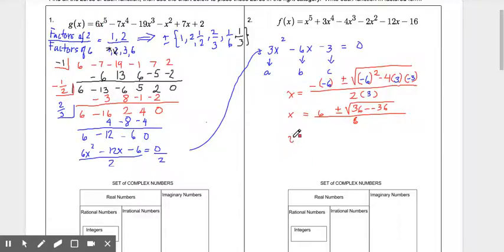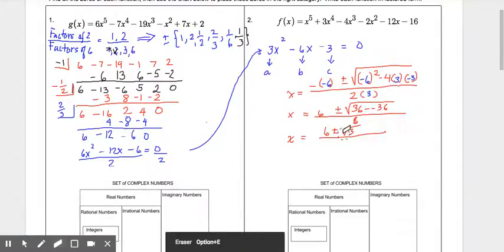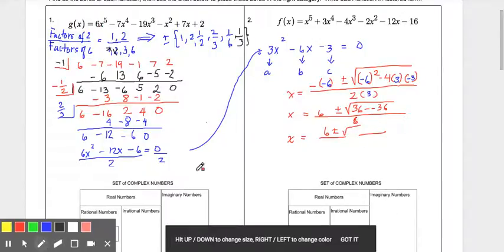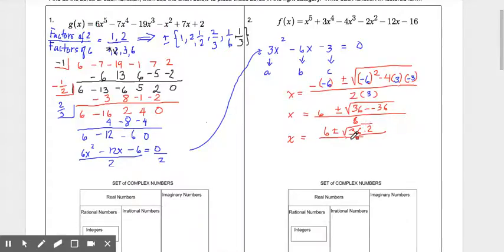Okay, so now x is equal to 6 plus or minus square root of 72. Or I'll just put here 36 times 2. I think that's even better, because I have 72, 36 times 2, all over 6.